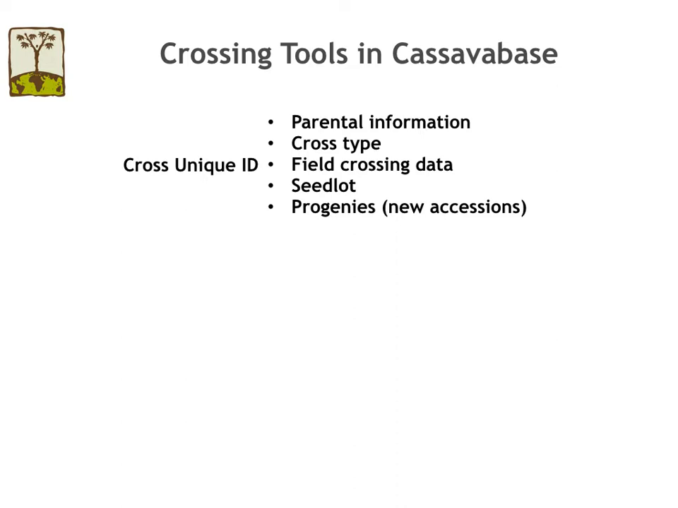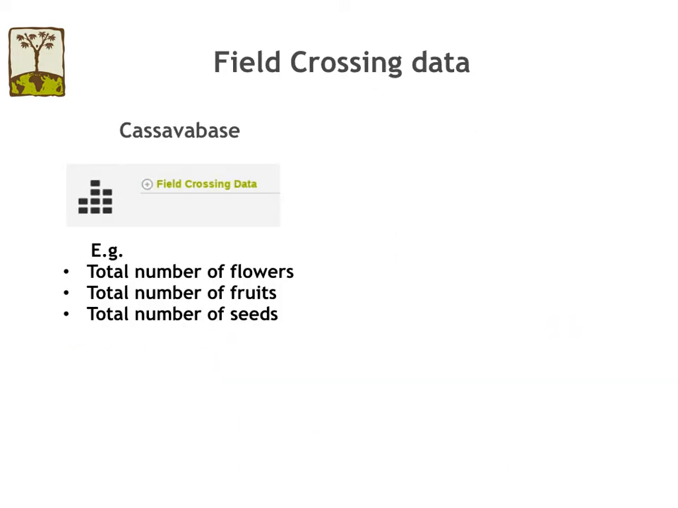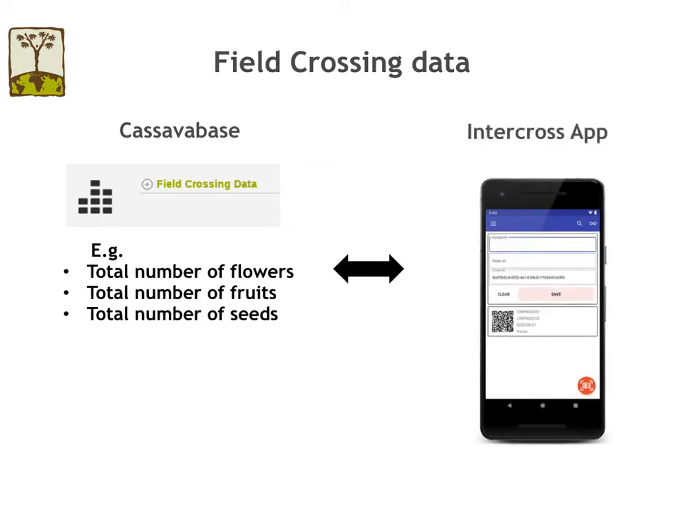Cassavabase provides several levels of data organization. For example, several cross unique IDs can be grouped together in a crossing experiment. Crosses having the same parental genotypes can also be grouped in a family. Previously, users had to aggregate the crossing data from their entire data collection process before uploading to Cassavabase. Now users are able to upload their crossing data as they collect it using Intercross, and Cassavabase will aggregate the data for them. Let's go through some examples of how Intercross can be used with Cassavabase.